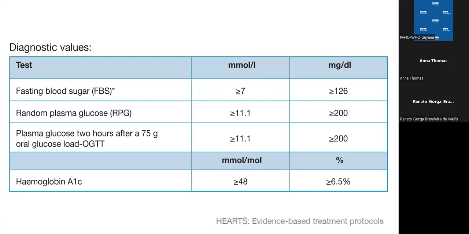Here are diagnostic values according to the HEARTS program. A fasting blood sugar level over 126, or a random plasma glucose over 200, or a plasma glucose 2 hours after a 75 gram oral glucose load over 200. Or you can use glycated hemoglobin as a diagnostic test if it is over 6.5%.